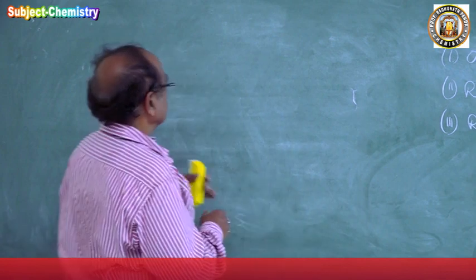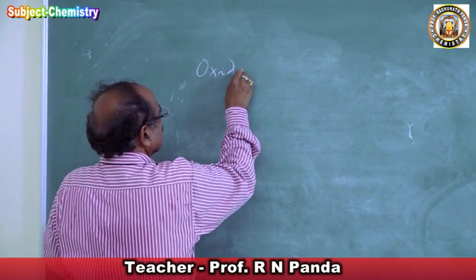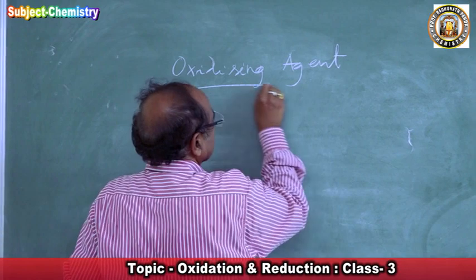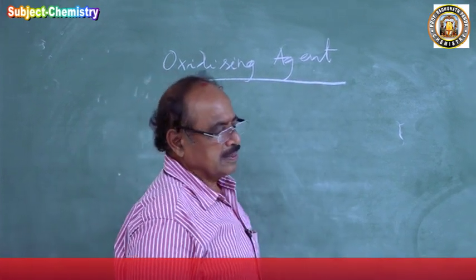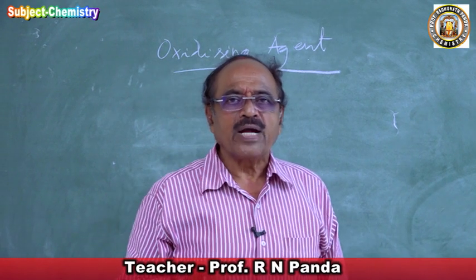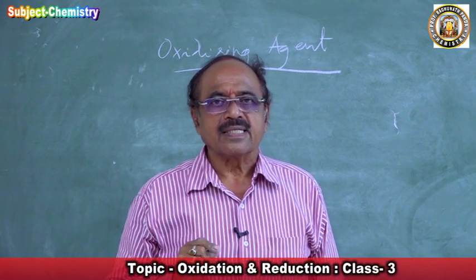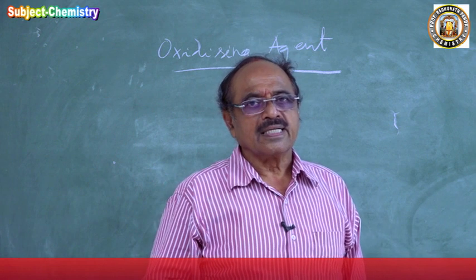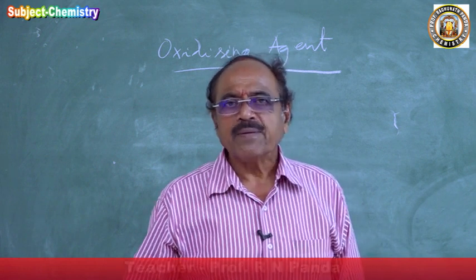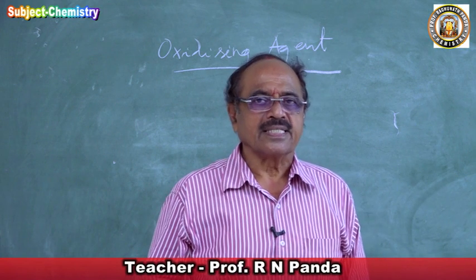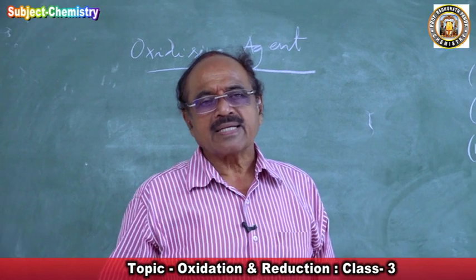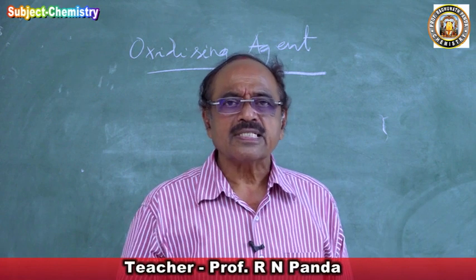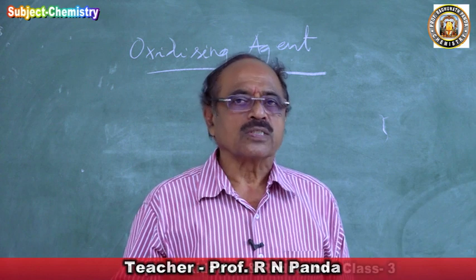So now comes what is an oxidizing agent. What do you mean by the word agent? An agent is one who is employed for a purpose. A secret agent is employed to collect secrets. A sales agent is appointed by a company to promote its sales. Marketing agents are used to market a product. So an oxidizing agent means a substance which is employed to bring out oxidation.